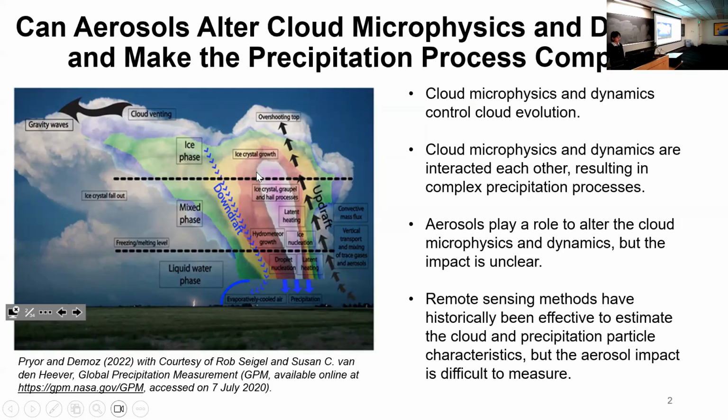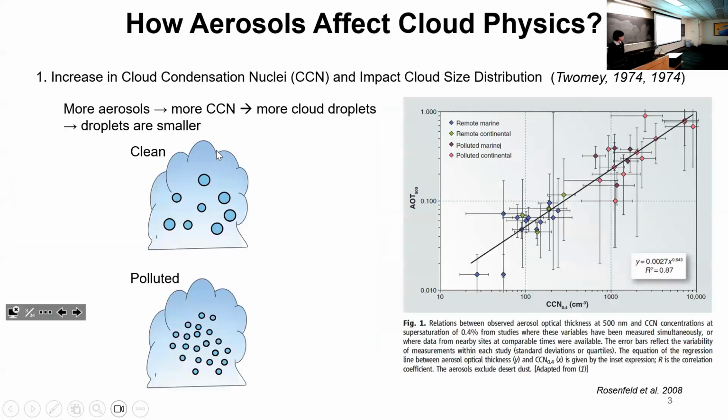Remote sensing measurements, such as radar measurements, particularly in my area, are very effective for estimating cloud and precipitation particle characteristics, but aerosol impact is difficult to measure. So there are several aerosol processes that impact cloud physics. The first one is an increase in cloud condensation nuclei, CCN, which also impacts the cloud droplet size distribution.